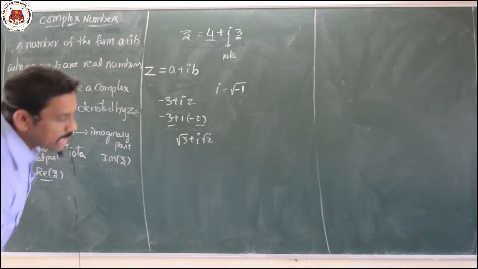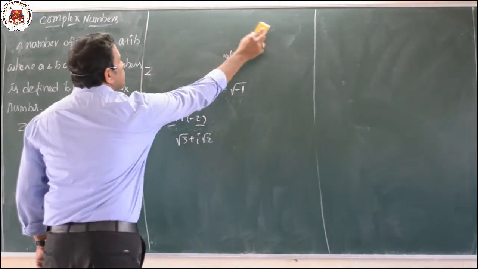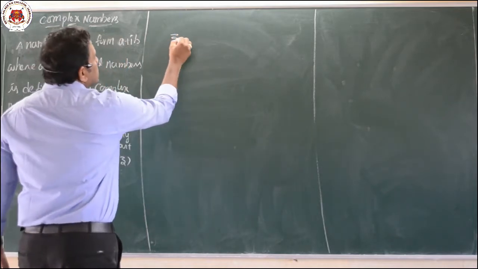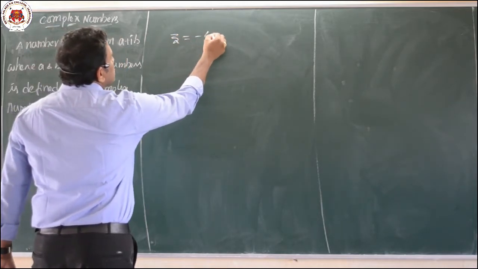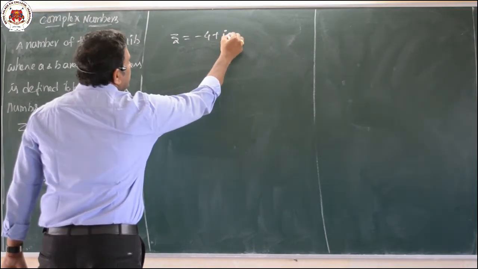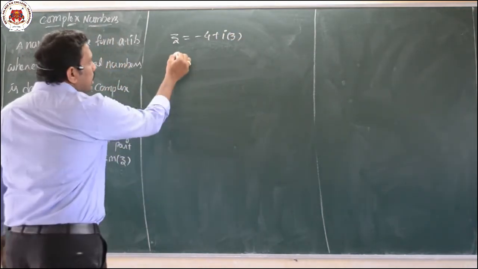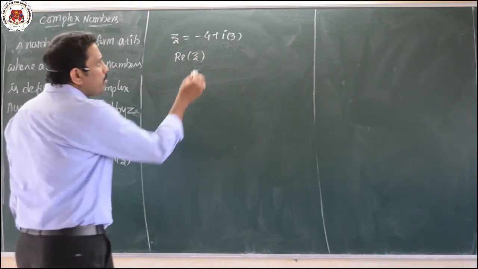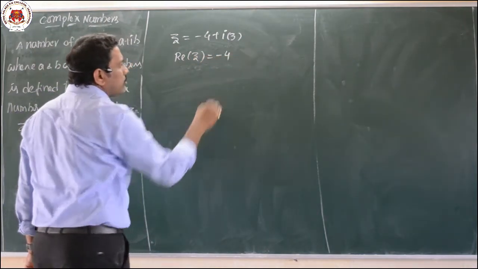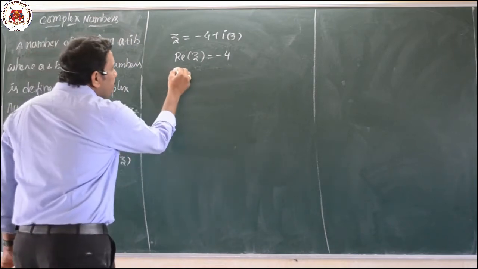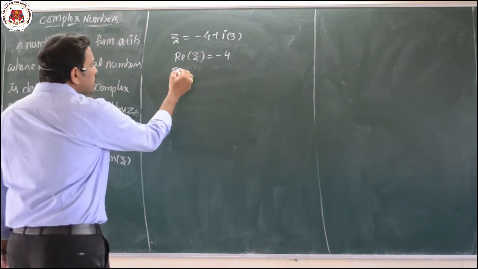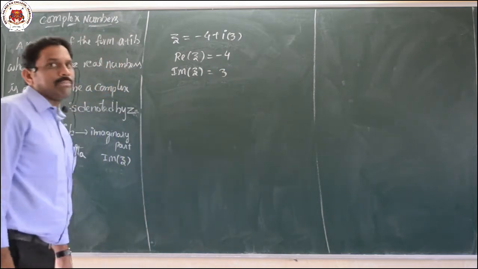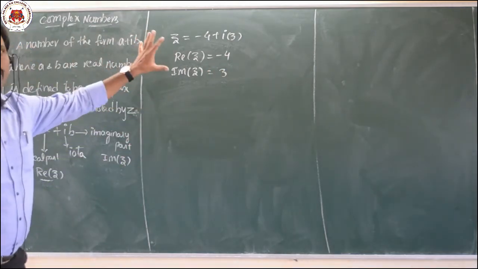That's it. Now, we'll discuss two or three examples. Suppose Z is equal to minus 4 plus i into 3. What is the real part? We can write Re of Z. The real part of the complex number is equal to minus 4, and the imaginary part, Im of Z, is equal to 3. This is the type in which we will mention it. So this is called a complex number.